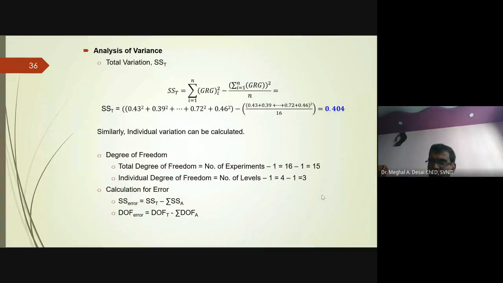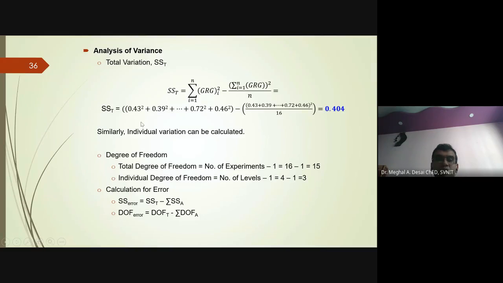Now let us go to the next task, where we need analysis of variance. Over here again, the same equation as I told you, but instead of signal to noise ratio we will use GRG now. So what was done? Again 0.43 whole square plus 0.39 whole square, and so forth up to 16, minus the summation of all GRG to the power 2 divided by 16. Why 16? The number of experiments is 16.